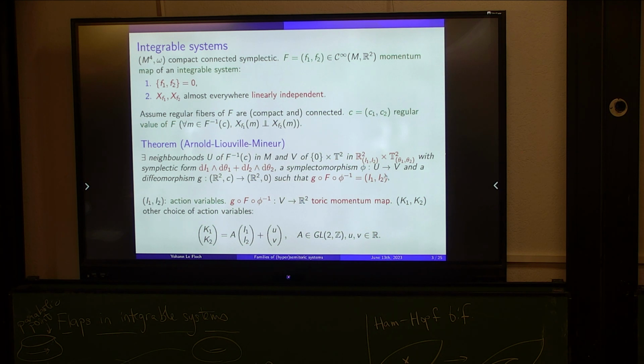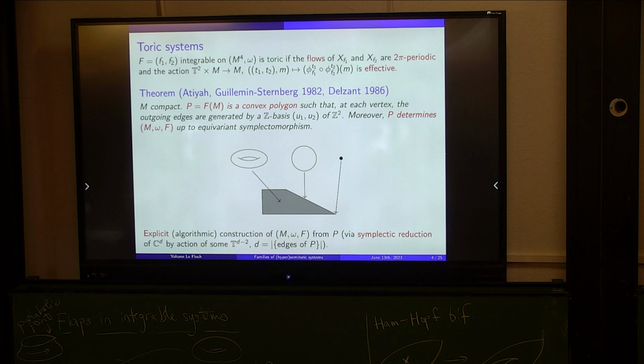And this momentum map is called action variables, action coordinates, and in particular, it's a momentum map for a local toric action, a local effective T2 action. And we've been hearing about toric systems in Joey's talk as well. But I just want to remind you that for toric manifolds, as Joey said, everything is encoded in the Delzant polygon. So I'm talking about dimension 4 again only.